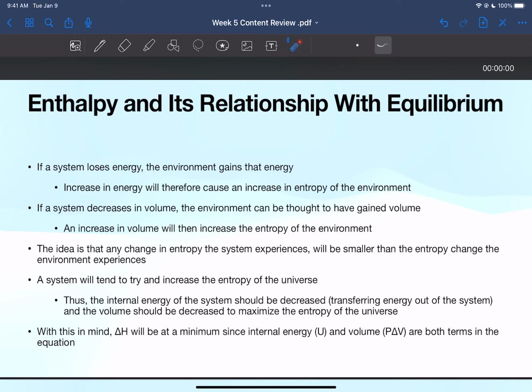So an increase in energy would cause an increase in entropy of the environment, right? So if the environment is increasing in energy, it increases the entropy of the environment. Why? Because you have that increase in energy, right?